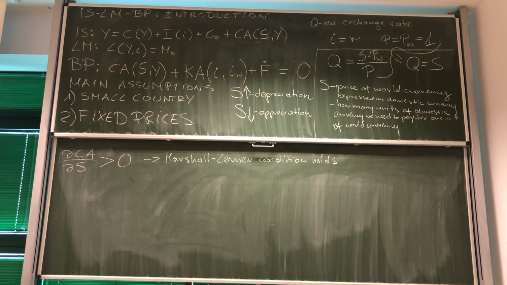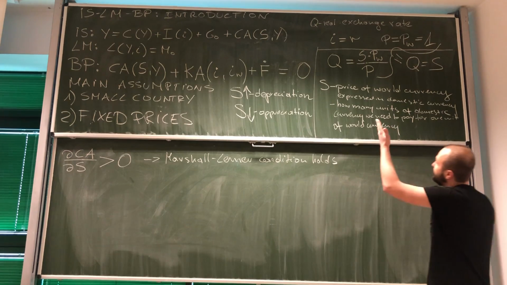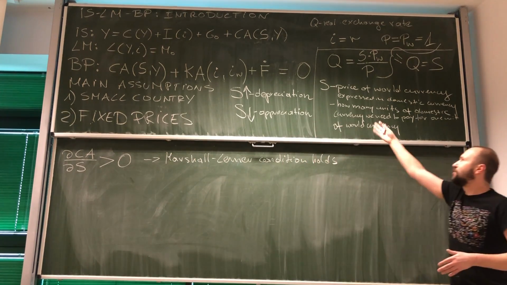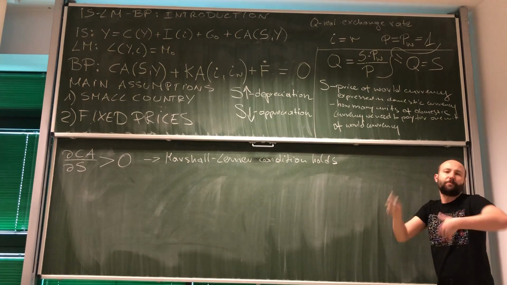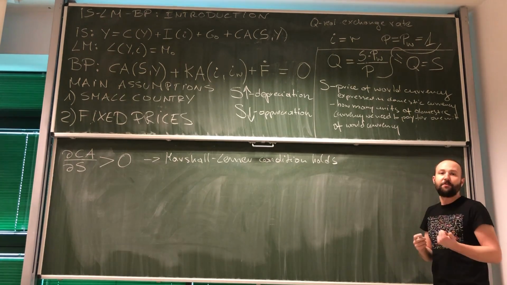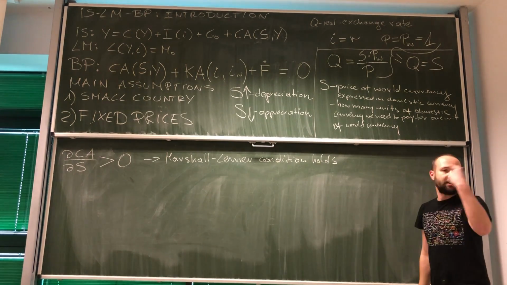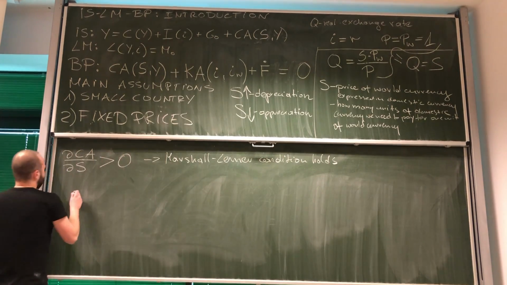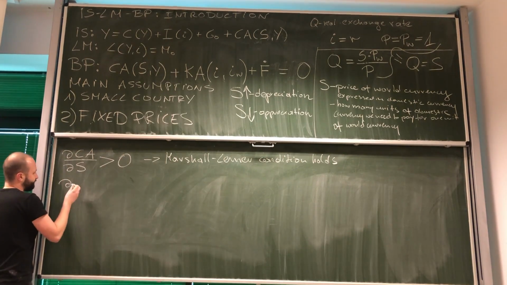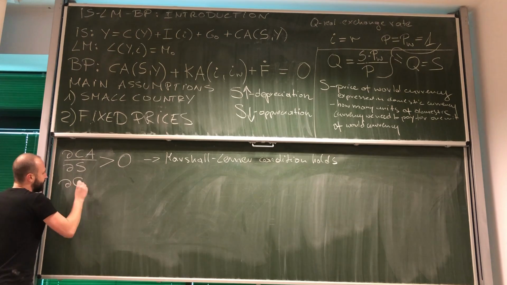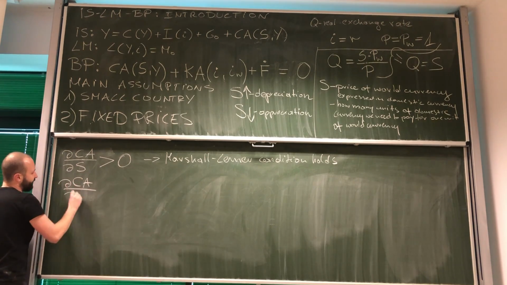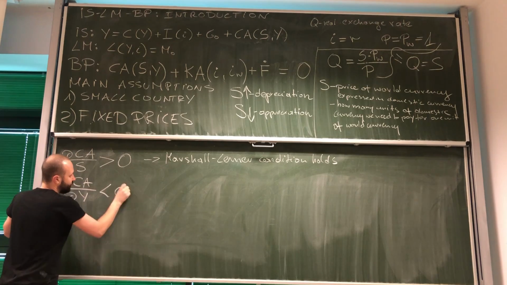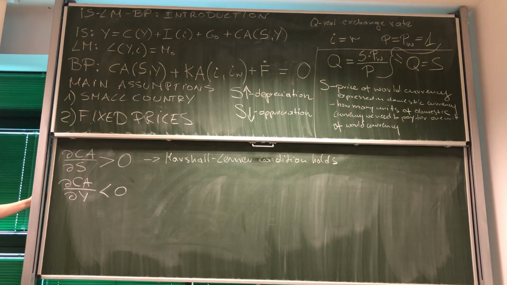Okay, now the second partial derivative. Of course, if we would have appreciation, the opposite is true. We import more, we export less, current account worsens. Now, the second partial derivative we can calculate over here is the partial derivative of current account with respect to income. This one should be negative.